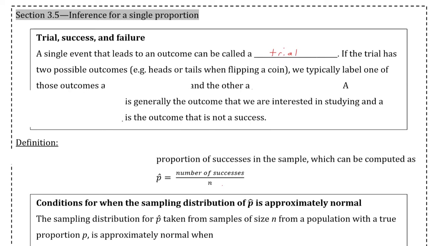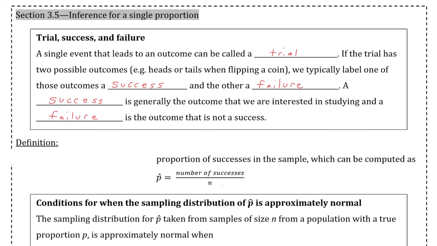If the trial has two possible outcomes, i.e. heads or tails when flipping a coin, we typically label one of those outcomes as a success and the other as a failure. A success is generally the outcome that we are interested in studying, and a failure is the outcome that is not a success. Note that in the simple example of flipping a coin, either a heads or a tails can be considered a success, and the other a failure. It does not need to be whichever event has a positive connotation.